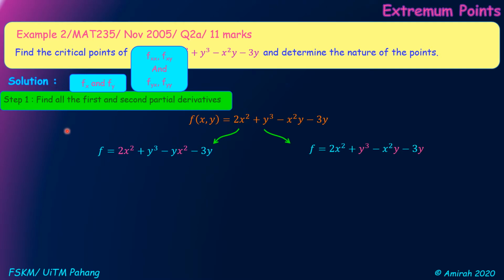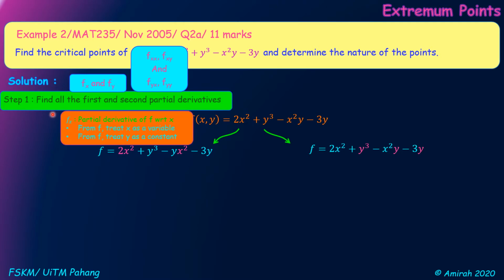From f here, we can find fx. Fx means the partial derivative of f with respect to x. From f here, we treat x as a variable. To avoid error and make it easy to differentiate, we can write variable x in a different color and put variable x at the back. At the same time, we treat y as a constant. Then we can find fx.